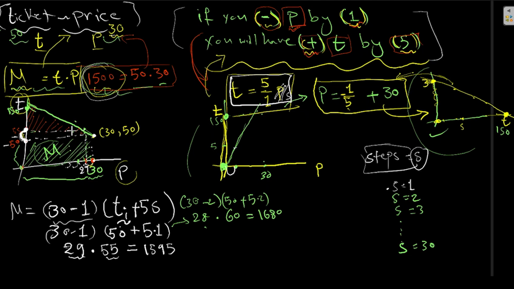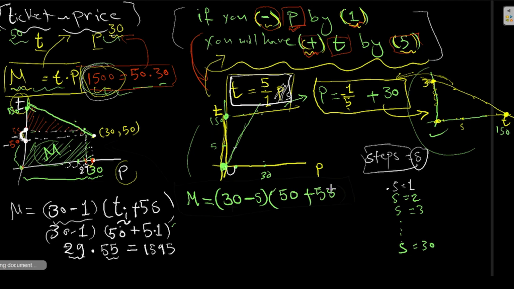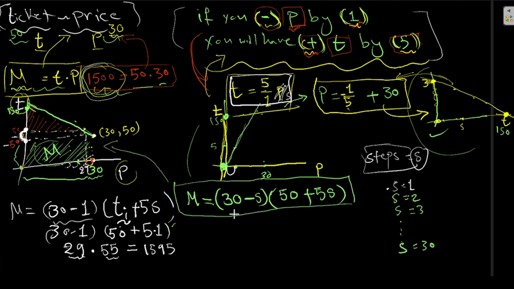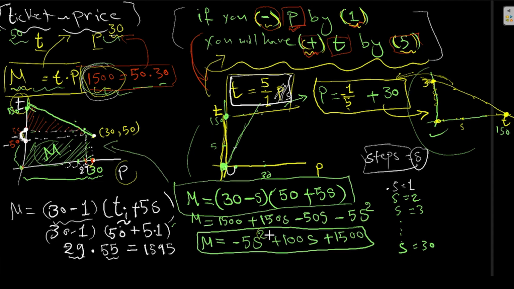So I would like to generalize the formula to come up with a function, if you will. Money is equal to my (30 minus S) multiplied by my initial value of 50 that I know plus 5S. Now, if we make some algebraic arrangement, we know this is a power of 2, so we know it's a parabola. Now, how to graph this?